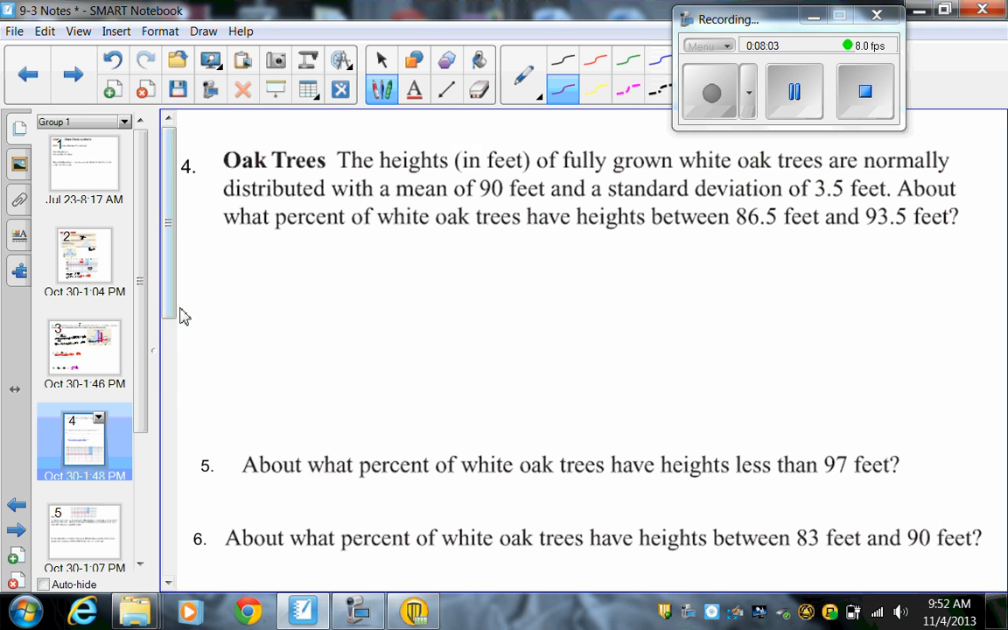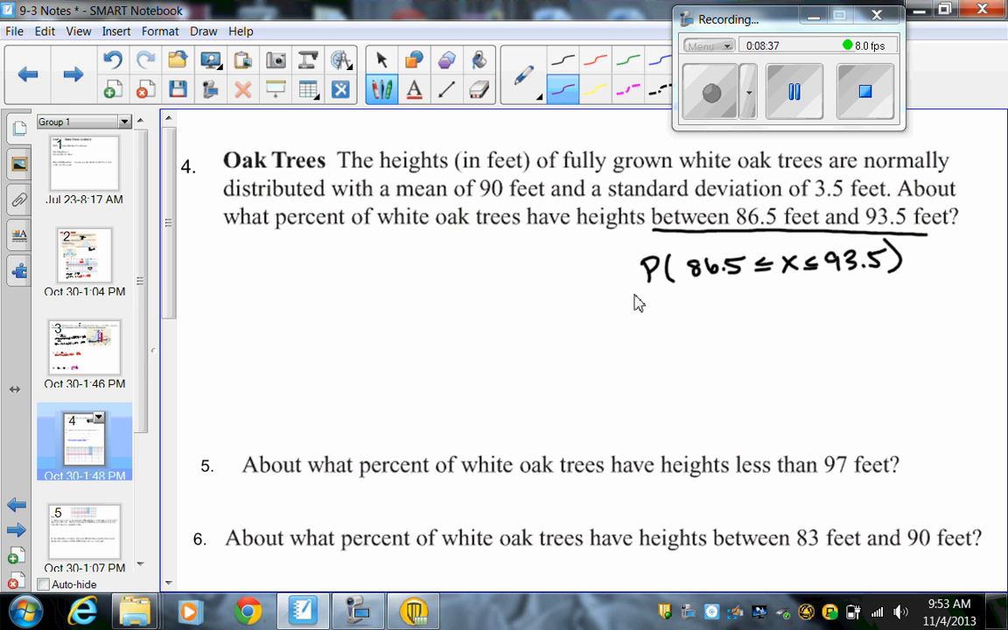Application problem. Talking about oak trees. It says the height in feet of fully grown white oak trees is normally distributed with a mean of 90 feet and a standard deviation of 3.5. About what percent of oak trees have heights between 86.5 and 93.5? So heights between means I'm really finding the probability that 86.5 is less than or equal to x is less than or equal to 93.5. That's how we write our between statements.